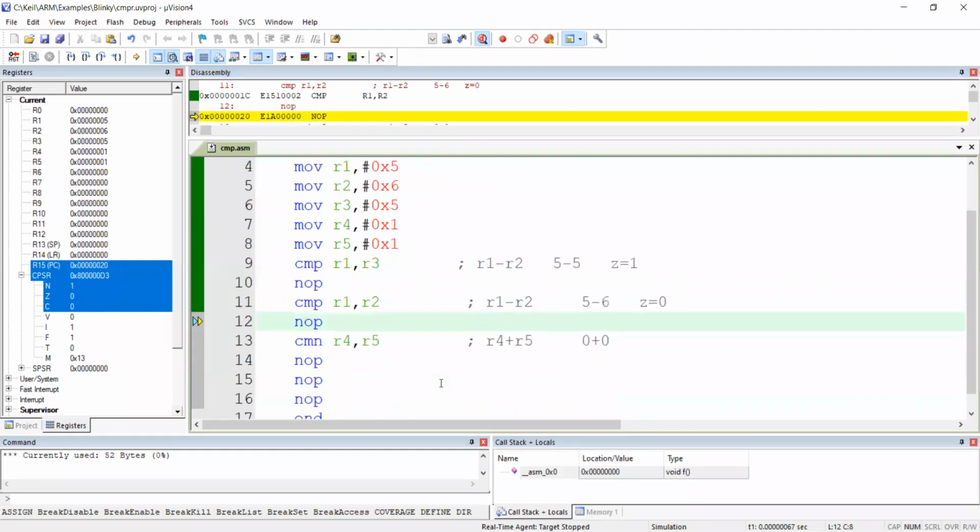Okay. Next we have something important. The instruction is CMN. The instruction CMN. Let's go to the slide. What do we mean by CMN? See, compare negated, and this will not generate any result. This will only set the flag bits.